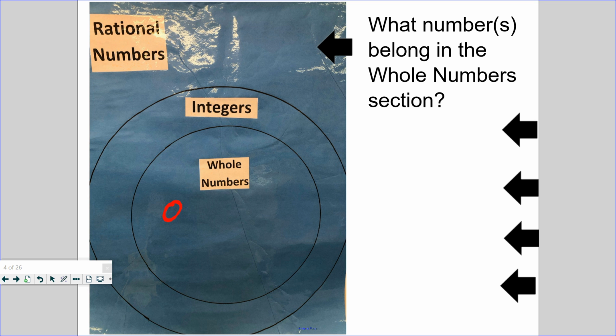0 is a whole number. 5 is a whole number. 6 is a whole number. 8 is a whole number. What about 1? Yep. What about 11? 11 is a whole number. Notice that all of these, what do they all have in common? They're all positive. And do you see any decimals? Nope. They're all positive. That's what they all have in common. Next one.